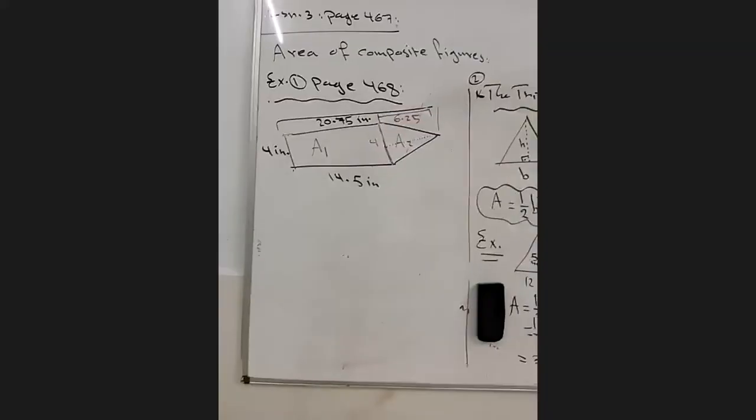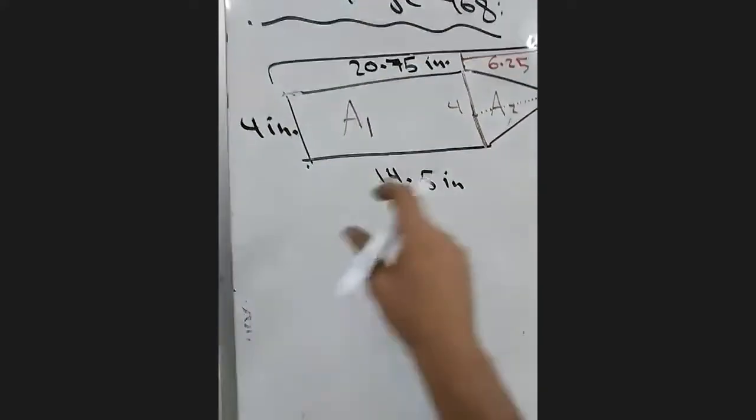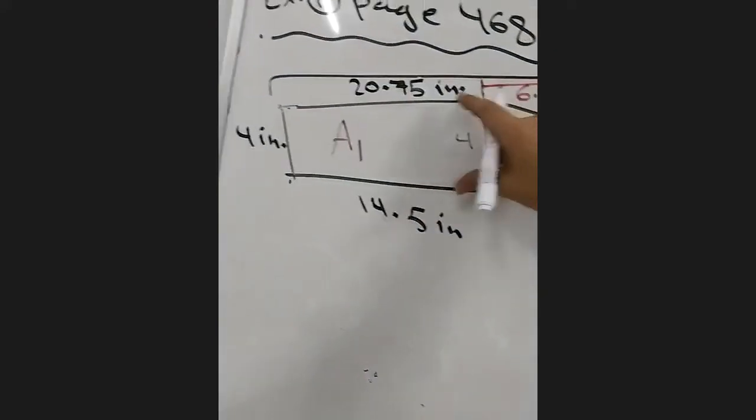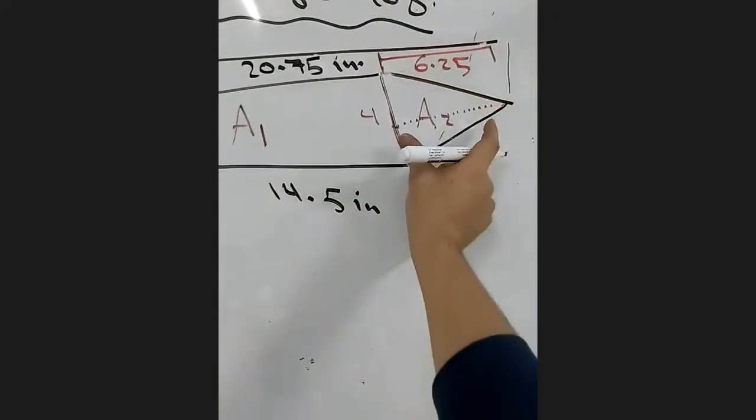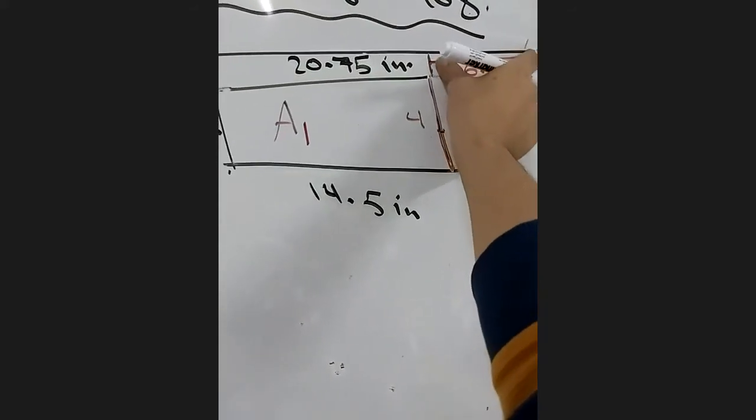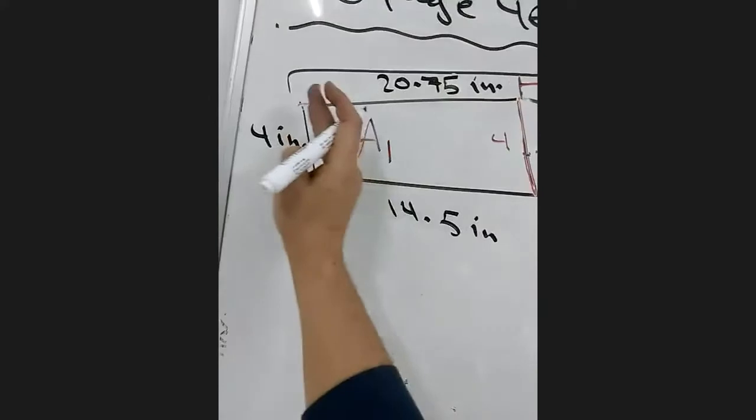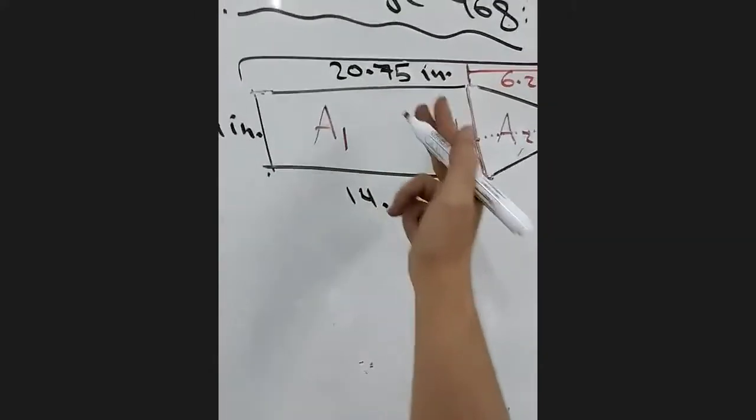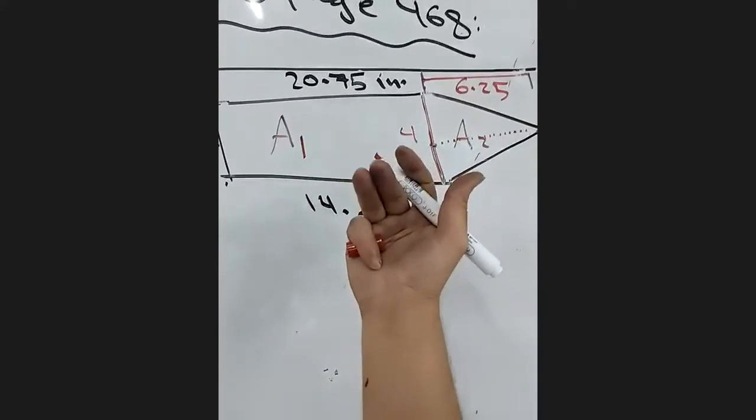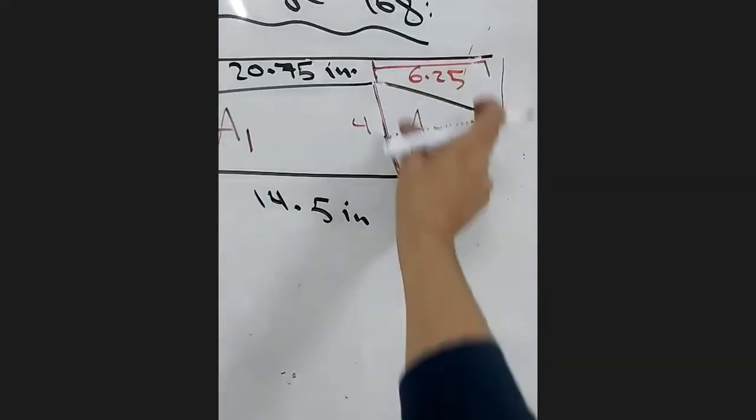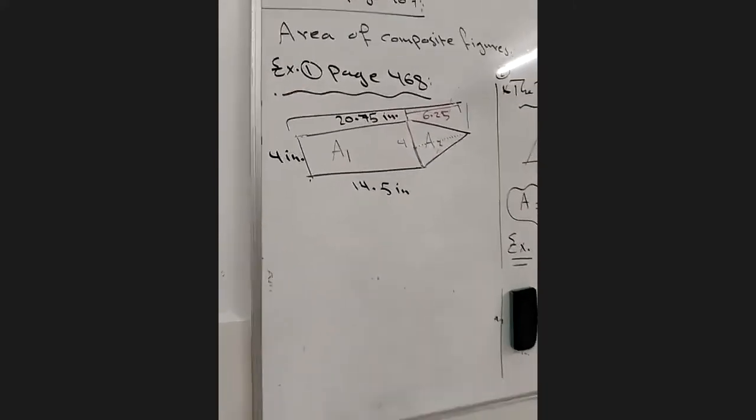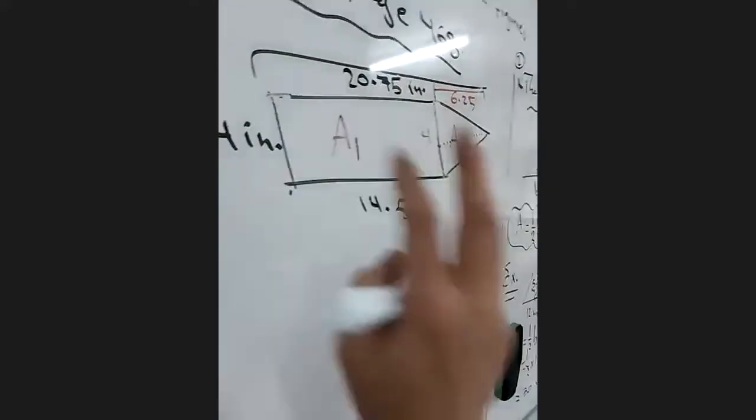Good. Now look at the board, guys. Area 1, length by width, ready. Area 2, the triangle. The base is the same as the width, and the height is the same as this. This is the whole except the rectangle. The length of the rectangle is 14.5. I subtracted it from the whole. The remainder, what is left, is 6.25. It is for the triangle. Do you understand that? Now we are ready to find the areas. I'm sure that all the dimensions are here.